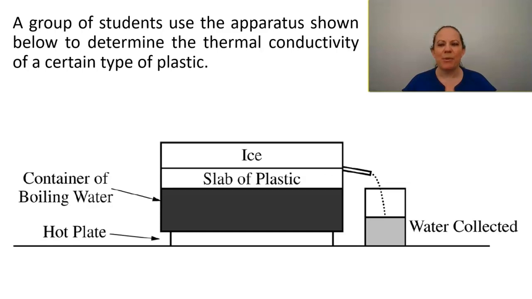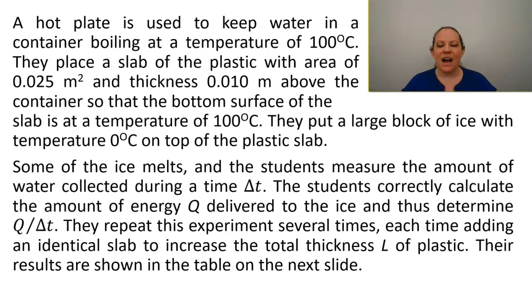A group of students used the apparatus shown below to determine the thermal conductivity of a certain type of plastic. A hot plate is used to keep water in a container boiling at a temperature of 100 degrees Celsius. They place a slab of the plastic with area of 0.025 square meters and a thickness 0.010 meters above the container so that the bottom surface of the slab is at a temperature of 100 degrees Celsius. They put a large block of ice with temperature 0 degrees Celsius on top of the plastic slab. Some of the ice melts, and the students measure the amount of water collected during a time delta t.